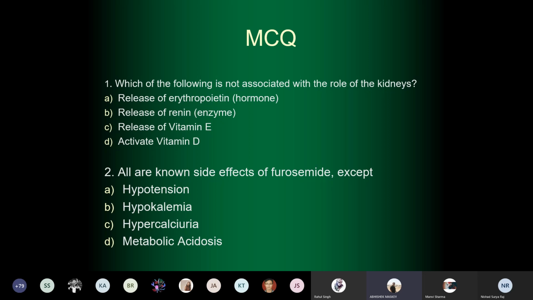Okay, so I've just made some MCQs because in ICM they may ask you. In ICM there is MCQ also. So I put how the MCQ comes. Which of the following is not associated with the role of kidneys? A, B, C, D. C. C is vitamin E. E, right? Very good. So erythropoietin.